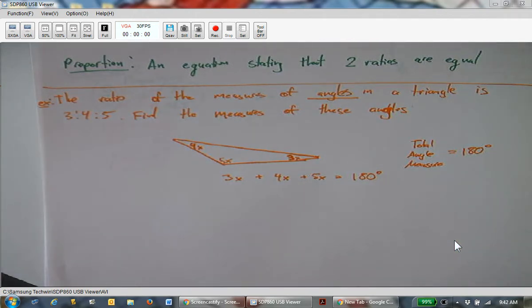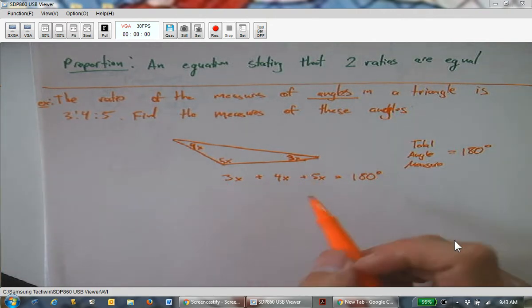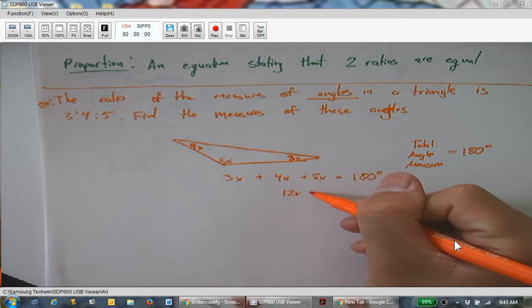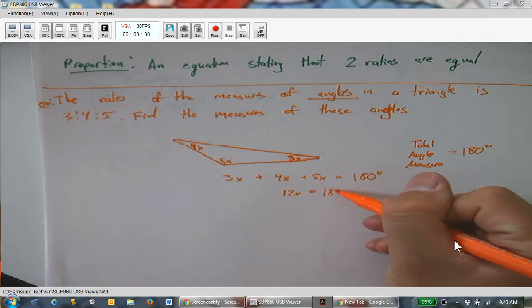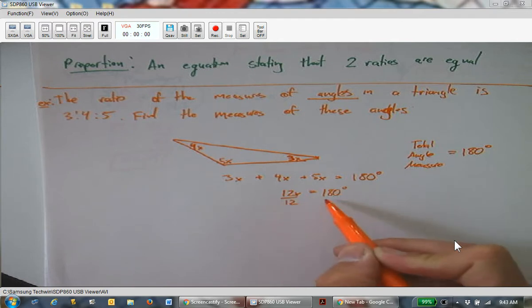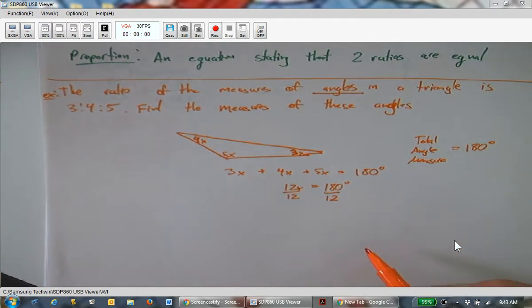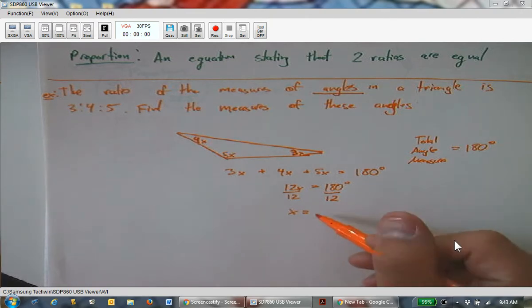If we set up this problem now, is it possible to find x? Can we solve for x at this point? Yeah. So we have like terms. We just add them together now. 3x plus 4x plus 5x is 12x. Wait, is it 12x? Yes, it is. 12x equals 180 degrees. And you divide both sides by 12. x is going to equal what? What is x? 15. Okay.